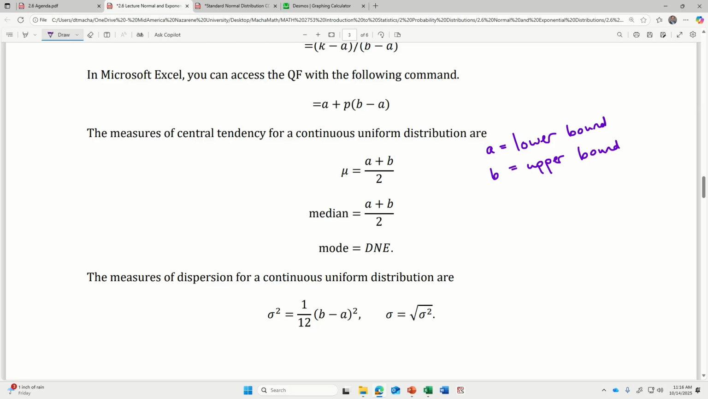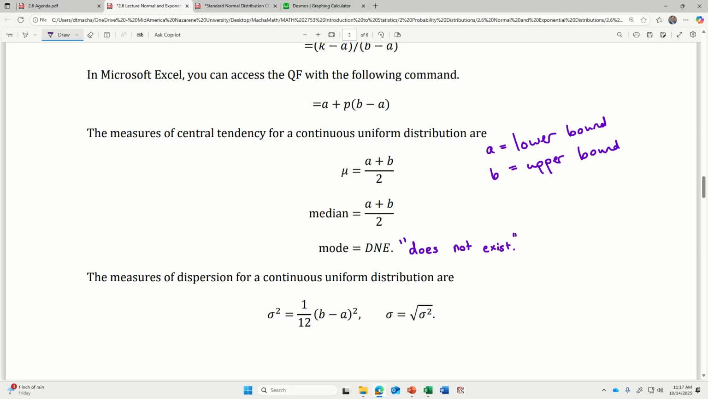For the mode, we say that the mode does not exist. Or you can write capital DNE, which stands for does not exist. Because if you really think about it, the distribution mode is supposed to be the outcome with the greatest probability. And yet, if we have a uniform distribution where all of the outcomes have exactly the same probability, no outcome has any more probability than any other, well then, there isn't a mode.